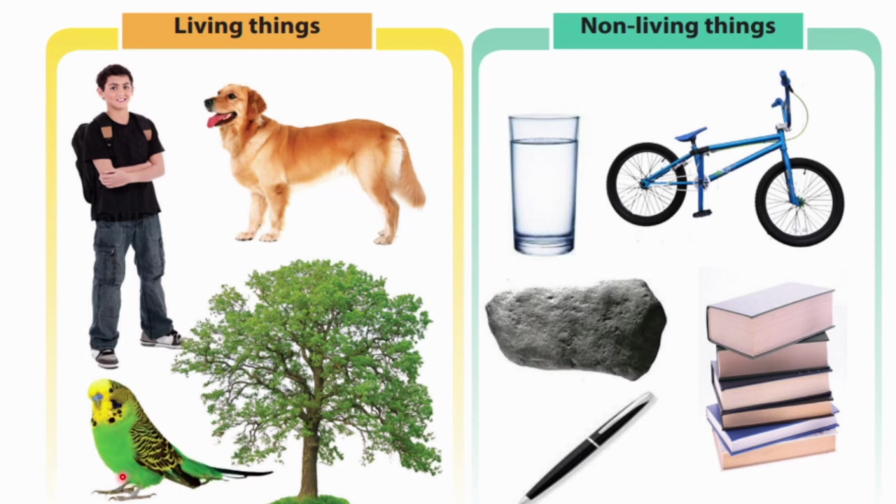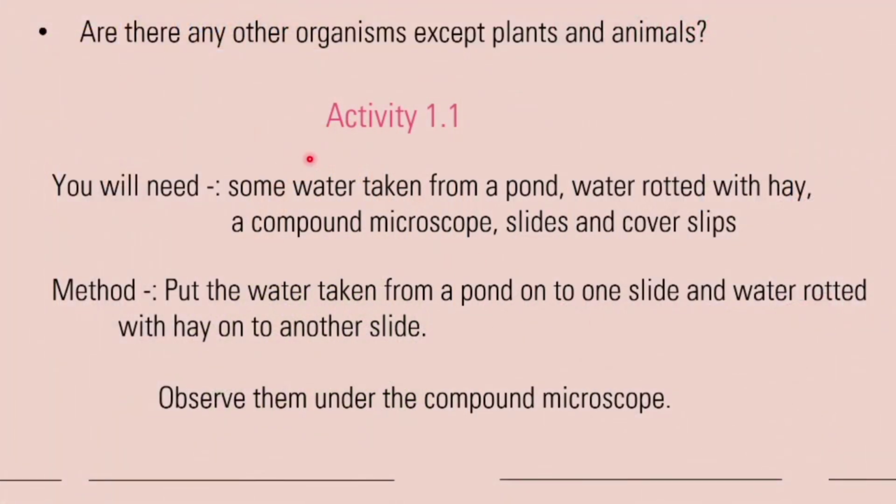First, let's see the examples for living things. Man, animals, birds, trees. There are some examples for living things. And now let's see the examples for non-living things. Water, bicycle, stone, pen, books, desk, table. There are many more examples.